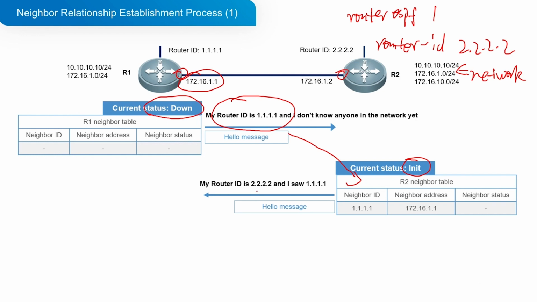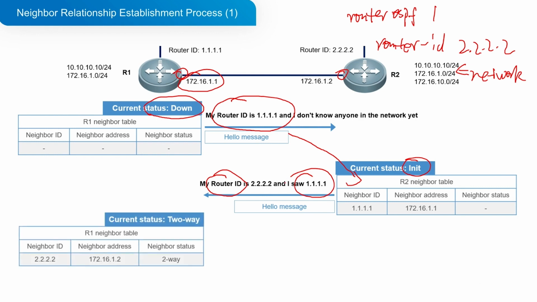R2 sends the hello packet that includes two pieces of information: one is the router ID information, two is the neighbor ID information. When R1 receives the hello packet, R1 will know my neighbor is 2.2.2.2 and my neighbor has my router ID information. It means R2 thinks R1 is R2's neighbor. So now R1 will add R2's router ID into the neighbor table. The neighbor ID is 2.2.2.2 and the neighbor address is 172.16.1.2. This is the IP address of R2.